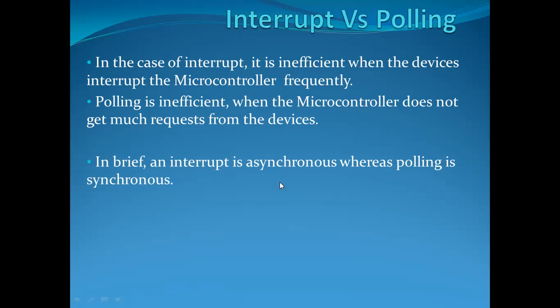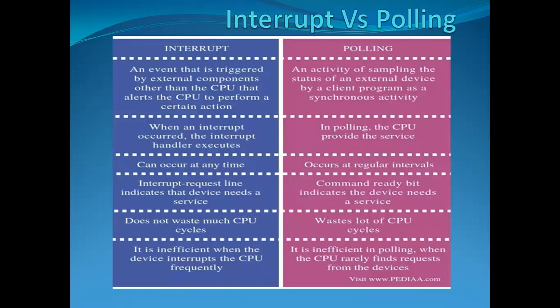In brief, an interrupt is an asynchronous activity, whereas polling is a synchronous activity. This is the main difference between an interrupt and polling. An interrupt is an event triggered by external components other than the CPU that alerts the CPU to perform a certain action, whereas polling is the activity of sampling the status of an external device by a client program.